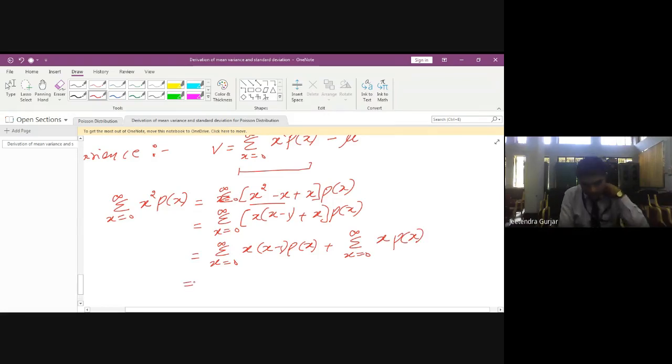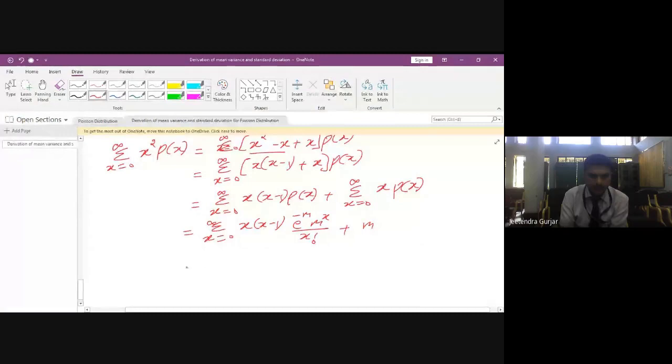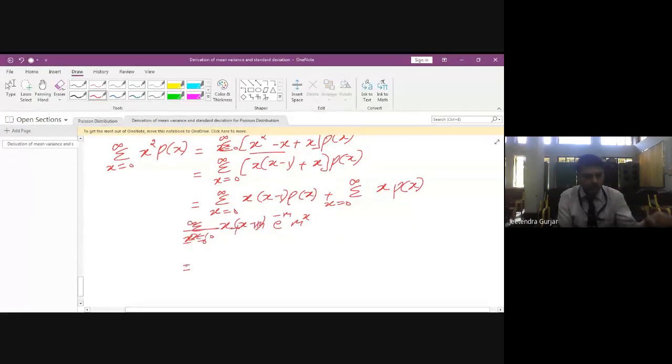Now you can substitute p of x value. So this is summation x 0 to infinity as it is, x minus 1, keep this as it is. P of x is going to become our Poisson distribution, that is e raised to minus m, m raised to x divided by x factorial. Please keep this in your mind. And then the summation of x is equal to 0 to infinity x p of x we already derived. That is our mean, and we are going to take this as m. That is the mean we have calculated. That is m.